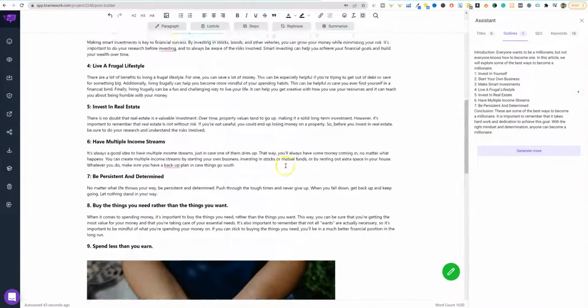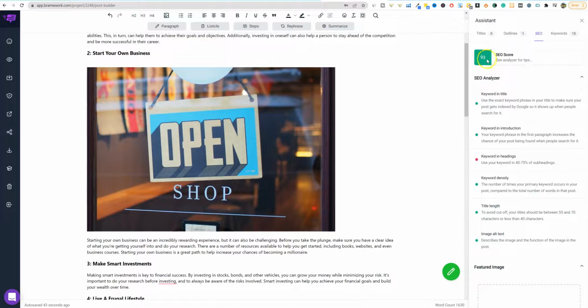So you've got your nice blog post. Then we can go over here to the SEO, and wow, I didn't even try. I didn't even look at this. You guys saw this. This is live, unscripted. And I got a 93 SEO score. I've got the keyword in the introduction, in the title. I've got keyword density enough in there. I've got the title length is good, and I've got an image alt tag.